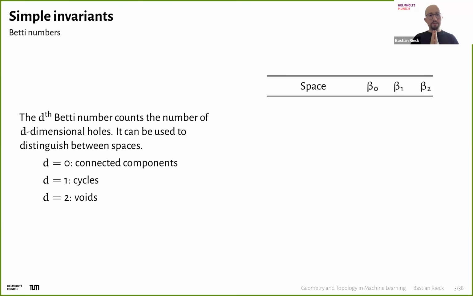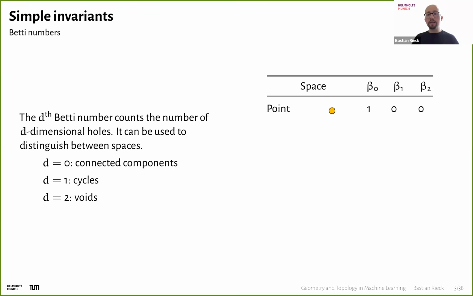And a very simple invariant is given by the Betti numbers of a space, which informally people always say this counts the number of d-dimensional holes. And so you can use that to distinguish between different spaces. In dimension 0, you have the connected components. In dimension 1, you have the cycles. And in dimension 2, you have the voids.